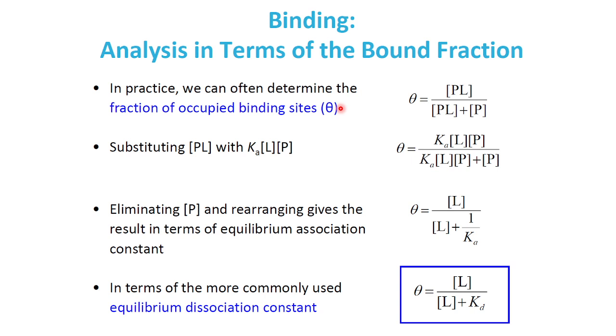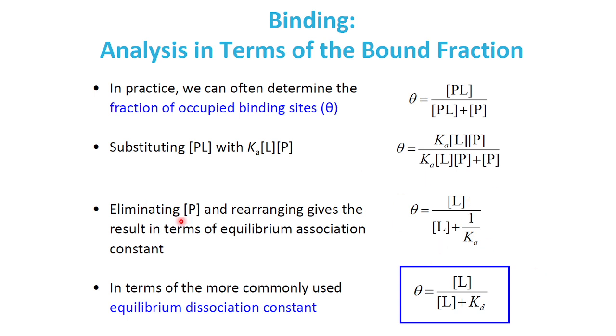Now from the previous equation, if you substitute this complex concentration with your capital Ka times your ligand concentration times your protein concentration, then you substitute it and rearrange it, and you get everything only in terms of your ligand.